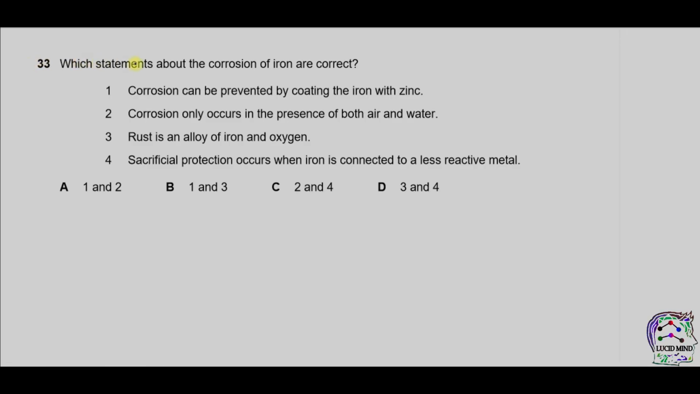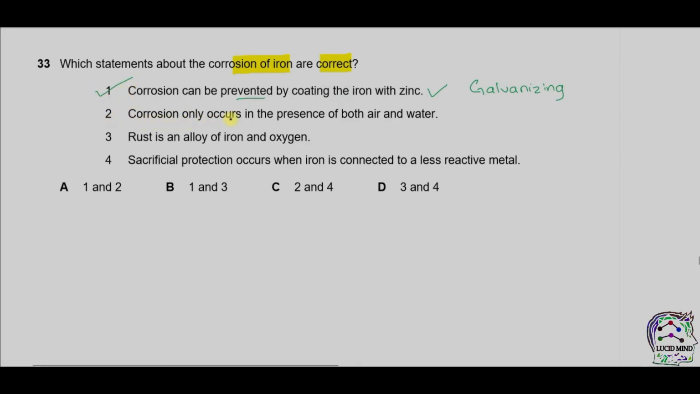Question 33. Which statements about the corrosion of iron are correct? Number 1. Corrosion can be prevented by coating the iron with zinc. This is true and this process is called galvanizing. Galvanizing is coating with zinc and zinc is more reactive than iron, so therefore corrosion of iron will be prevented.